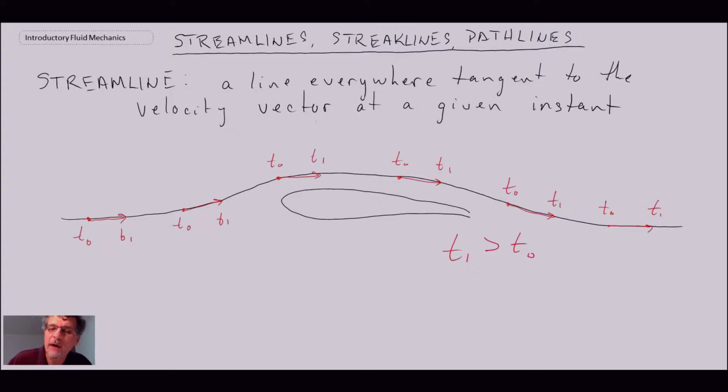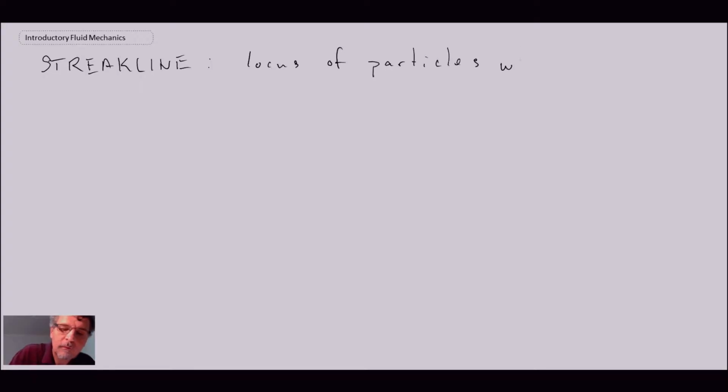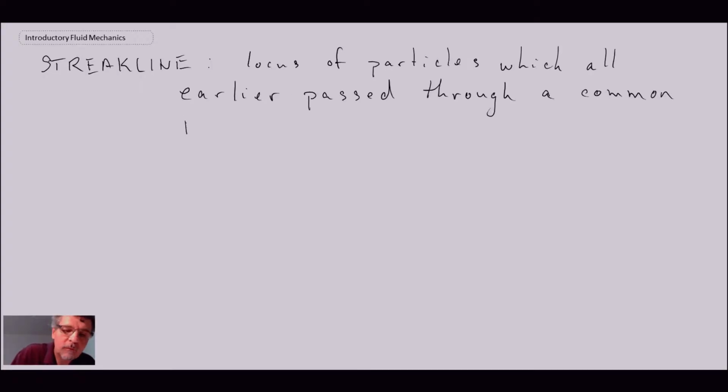The next one that we'll take a look at is a streakline. The definition of a streakline is a locus of particles which all earlier passed through a common point. You may be thinking that's the same as a streamline, but it turns out that if you have non-steady flow, a streakline and a streamline will not necessarily be the same. Actually, they won't.